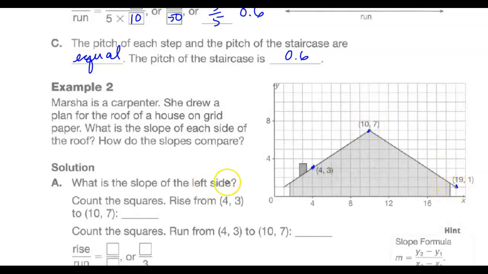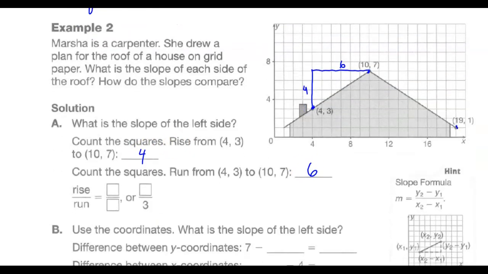Okay, what is the slope of the left side? So count the squares from the rise. So basically we want to find the rise from 4,3 to 10,7. So we want to go up here and to the right. So always rise over run. So always go left to right on your diagram. And so the rise here is 4 and the run is 6 if you count the boxes. So the rise is 4, the run is 6. So 4/6, which reduces to 2/3.